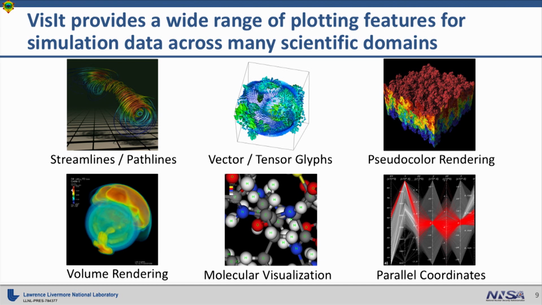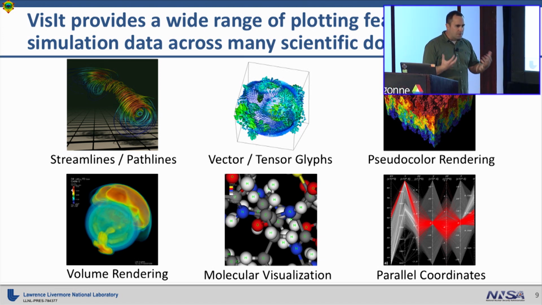That's what lots of people do. Volume rendering, which is like sending an X-ray through your data set and looking at it transparently. We have some molecular visualization, although it's very limited. It's not really our forte, but we have some features in there for that. And then we have some other things like parallel coordinates that help you look at data.